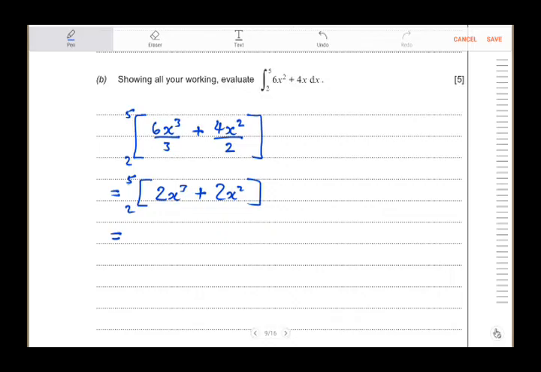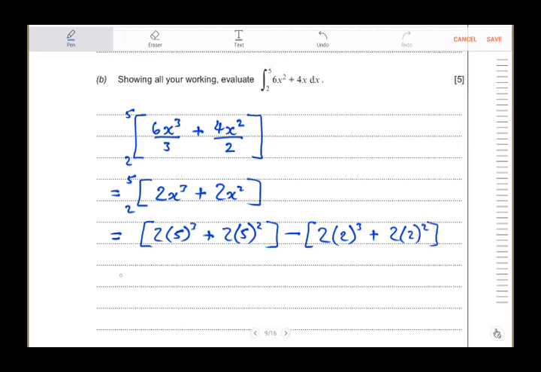Okay, now we substitute in the 5 wherever we have x. And we take away the same again, but this time we substitute in 2 wherever we have x. Now just take our time.